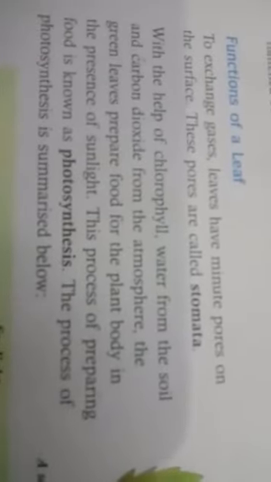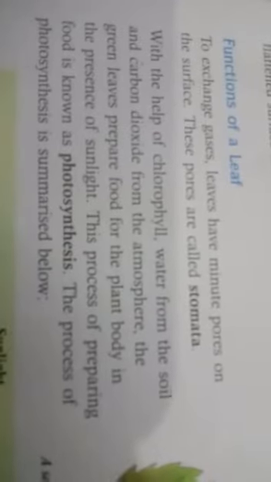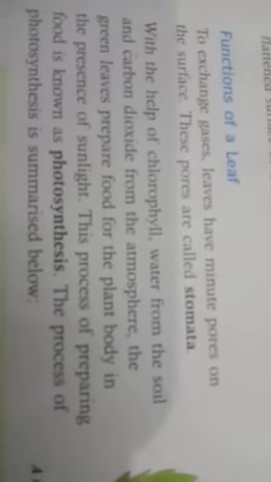With the help of chlorophyll, water from the soil and carbon dioxide from the atmosphere, the green leaves prepare food for the plant body in the presence of sunlight. This process of preparing food is called photosynthesis. Yes, students, what is photosynthesis? Photo means light and synthesis means making food. That means making food in the presence of light is called photosynthesis.